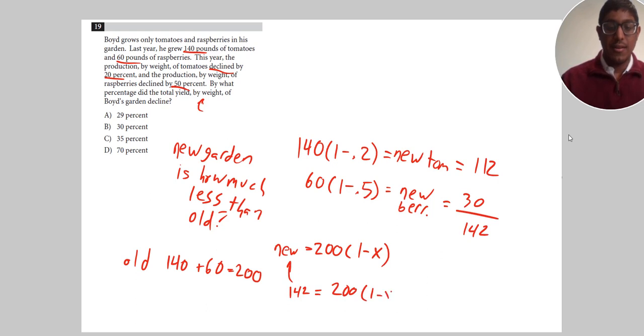We can now finish solving our percent change formula. The old garden was 200 pounds. It decreased by X percent to give us the new garden, which is 142 pounds. You do that in your calculator, end up with A, 29%.